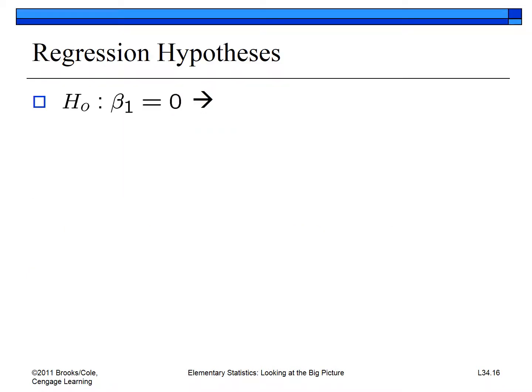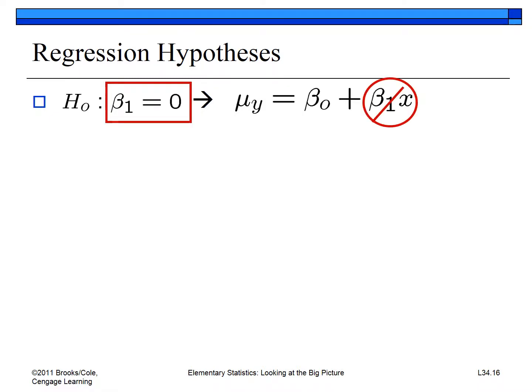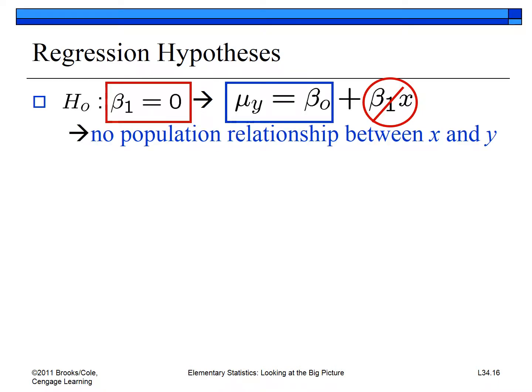When we want to perform a hypothesis test for a relationship between quantitative variables, the null hypothesis is always the same. That beta 1, that's the slope of the regression line in the population, is 0. If the slope of the line is 0, that means that the term on the end there that has the x in it disappears. You multiply by 0 and it goes away. That means that the mean y value only depends on beta naught. It doesn't depend on x at all. That means that there is no relationship between x and y.